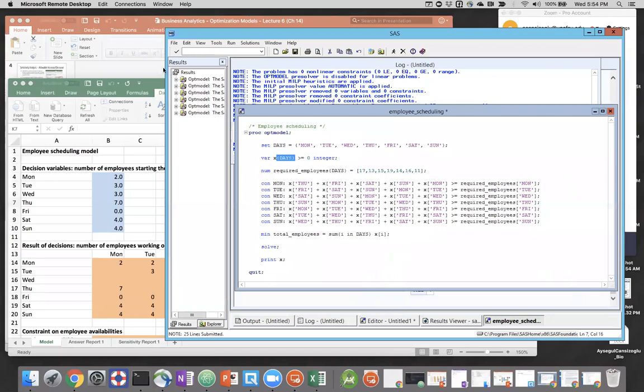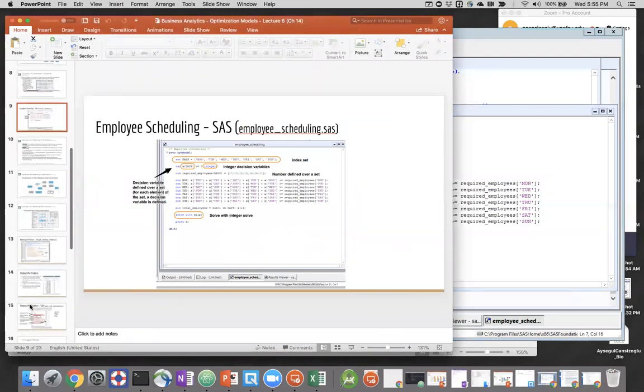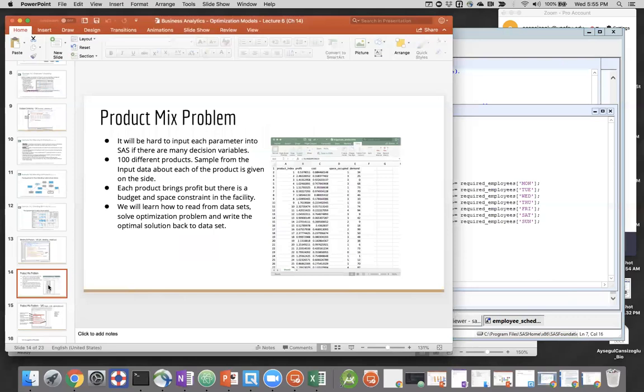So this is the first concept. Any questions on this? Okay. So the next one that I want to jump into is a product mix problem.